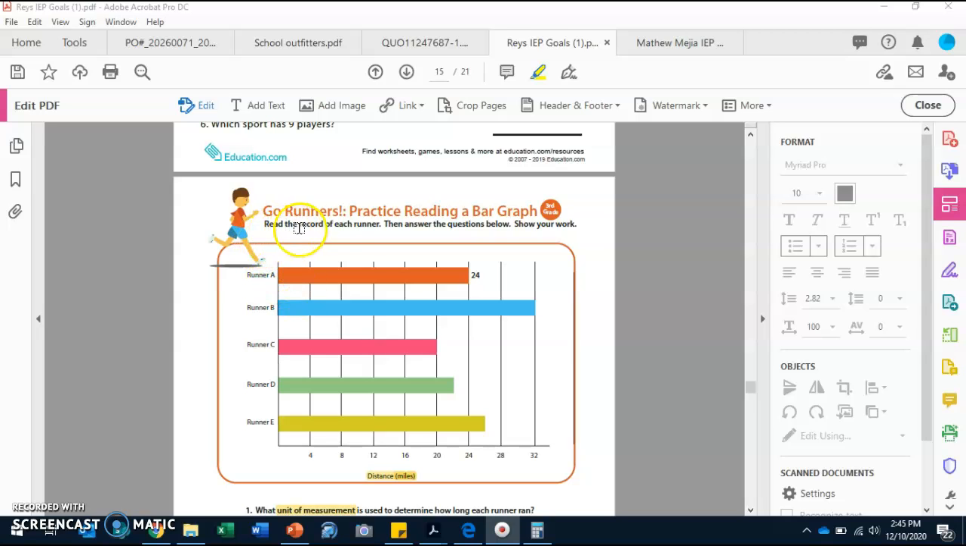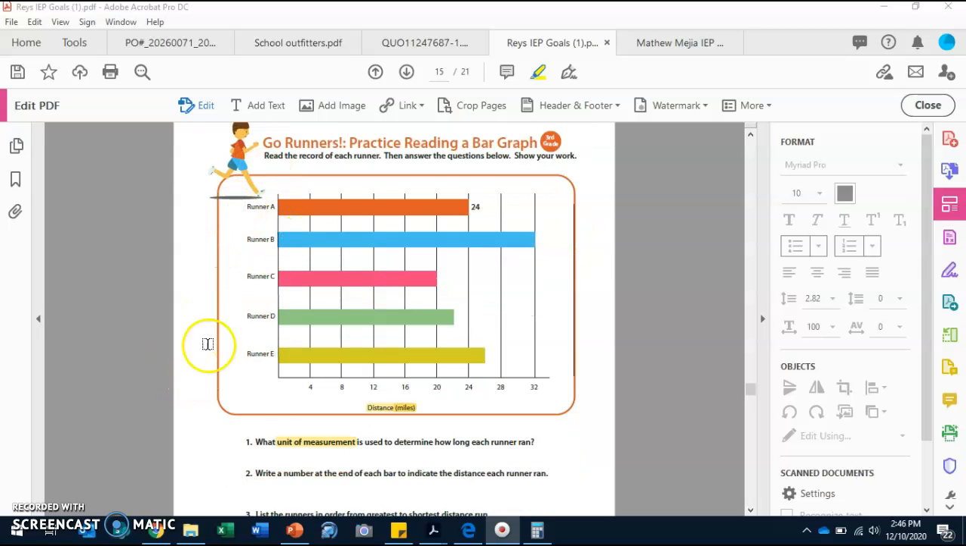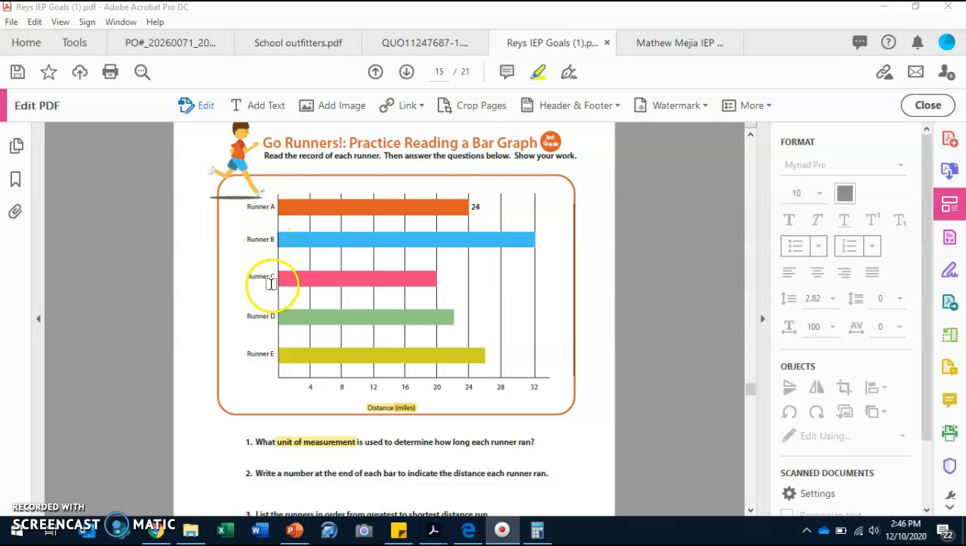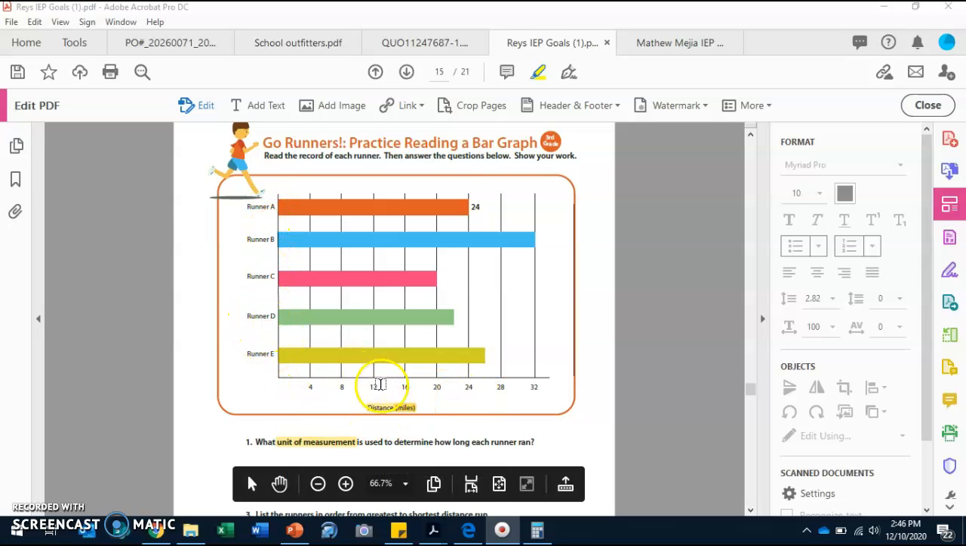And here it says, read the record of each runner, then answer the questions below, show your work. If we look at the bar graph, in our y-axis they're telling us the runners: runner A, B, C, D, and E. And at the bottom, they're showing us the distance, and they're measuring in miles.